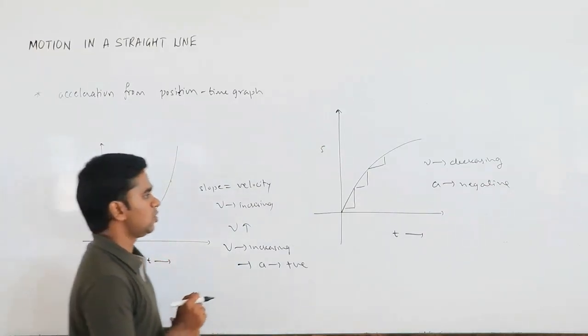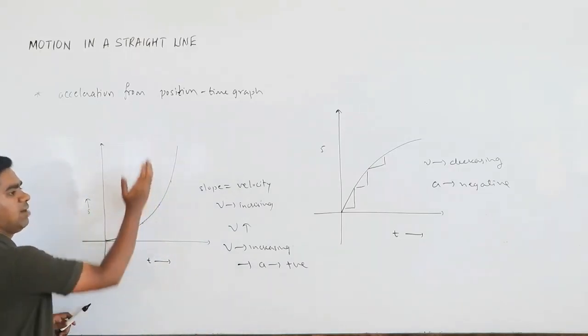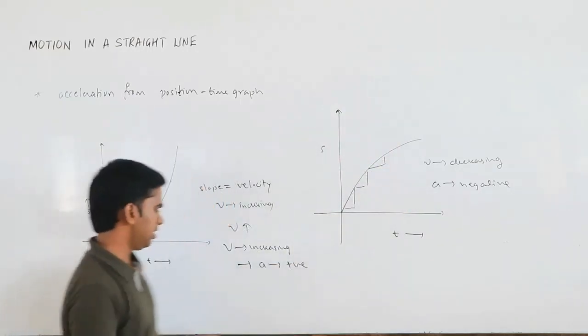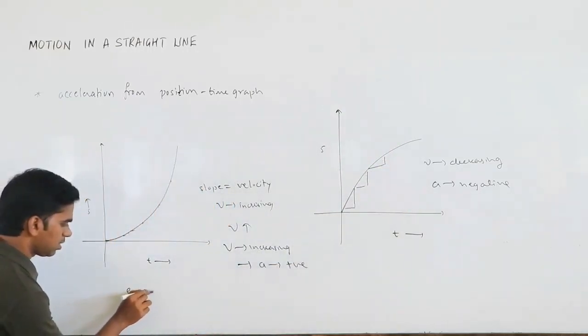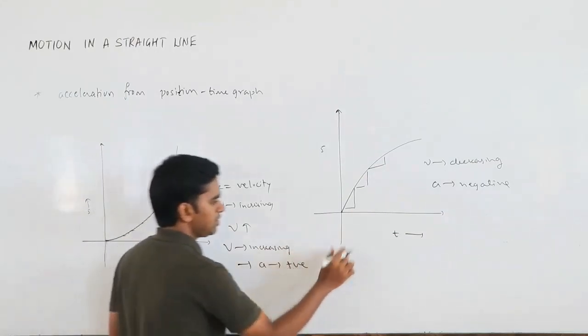Okay. So what we can get here is the curve is upward. Here the curve is downward. So here the curve is upward, and here the curve is downward.